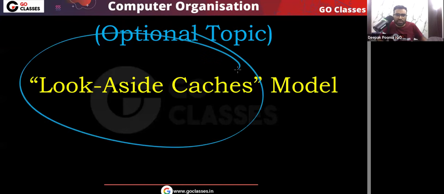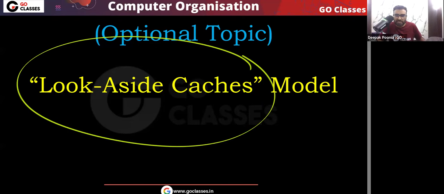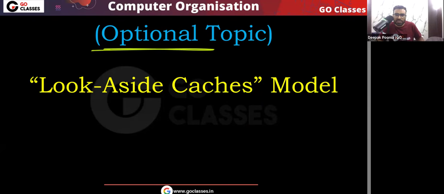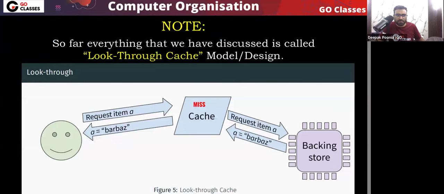Let me discuss what are look aside cases, what is the look aside model, and what is the look through model. Let me define them, and also share with you what the average memory access time will be if look aside cases are given in the question. But remember, there is no GATE exam question based on look aside cases. That is the reason I've made it optional. This is an optional topic. Let's study it, and after that you can forget about it, because it is not required for the GATE exam.